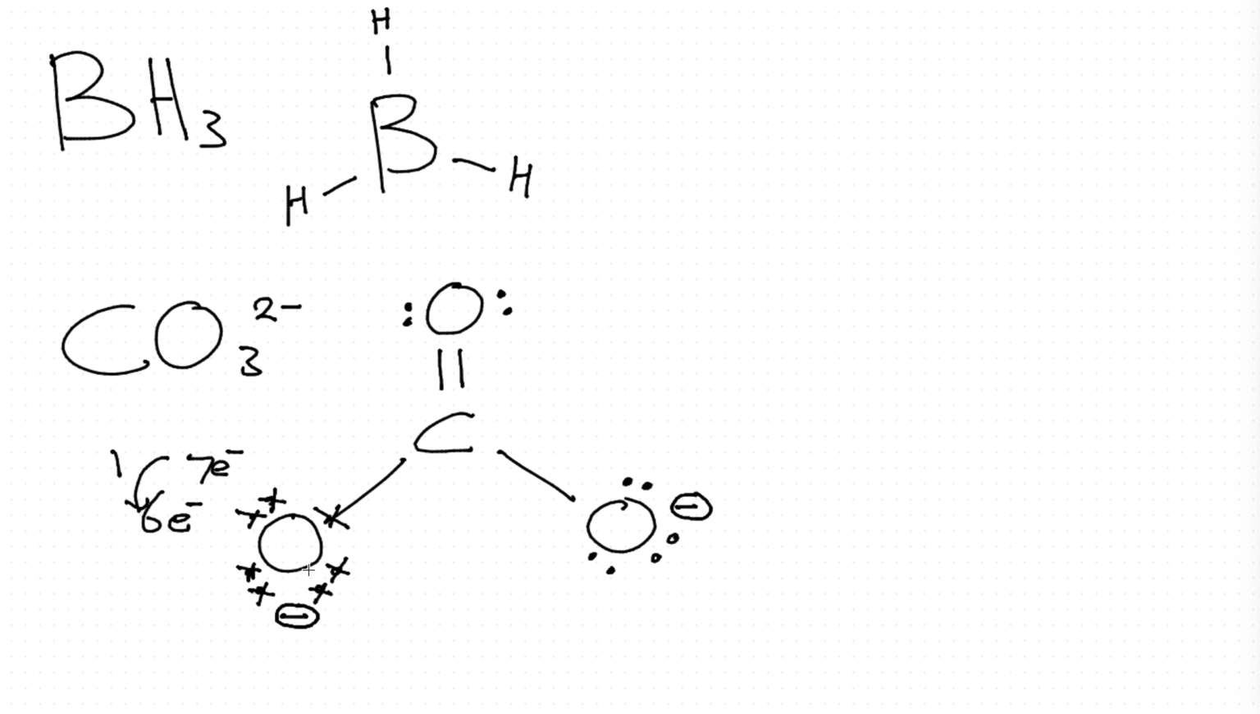So now I'd like to finish off by talking about what the best Lewis structure is. Sometimes it's possible to draw more than one Lewis structure for a molecule or a polyatomic ion, even if the rules are followed. Now, how do we choose which one is the best?